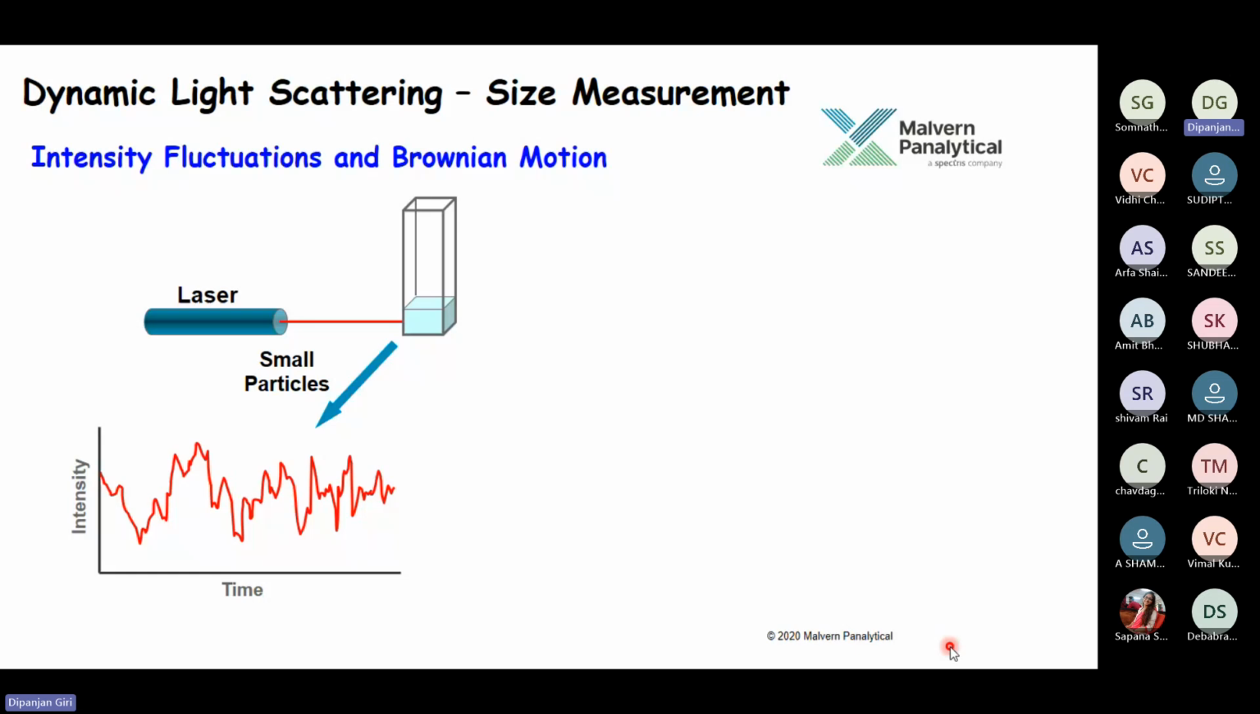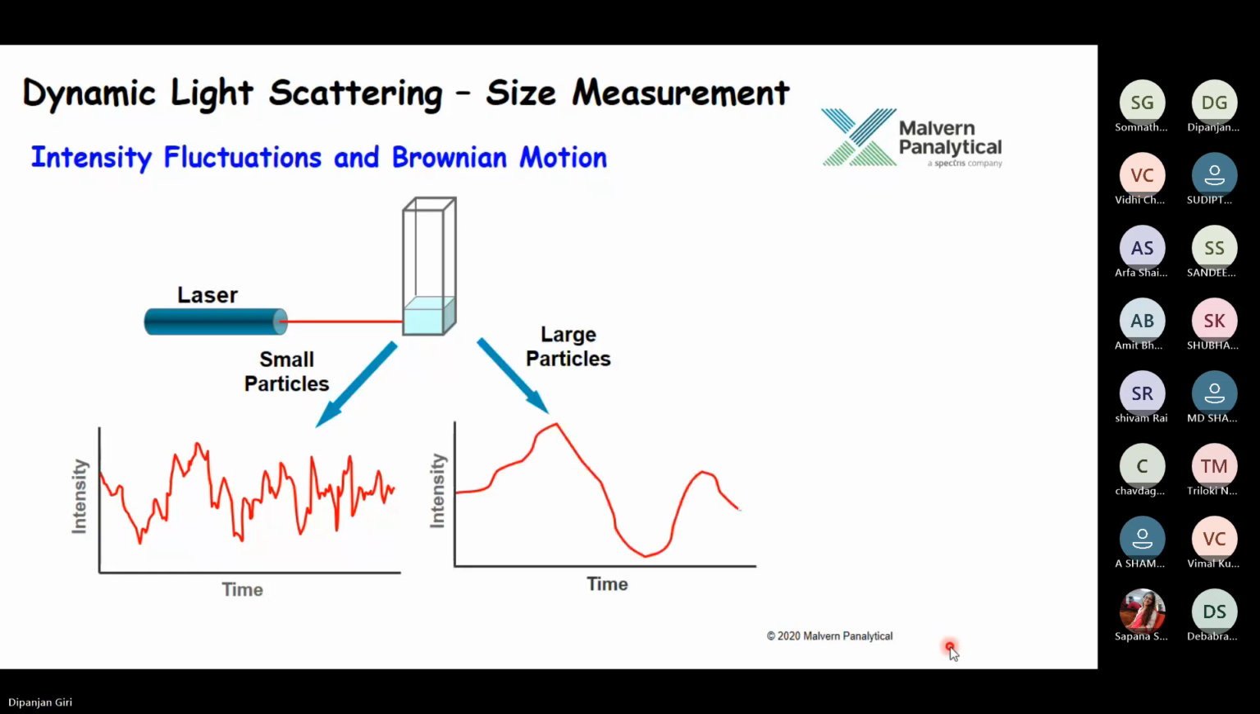I already told you that a smaller particle moves much faster and a larger particle does not move so fast. That is why the fluctuation of the intensity, as I mentioned on the previous slide, will be much higher for the smaller particle and lesser for the larger particle.